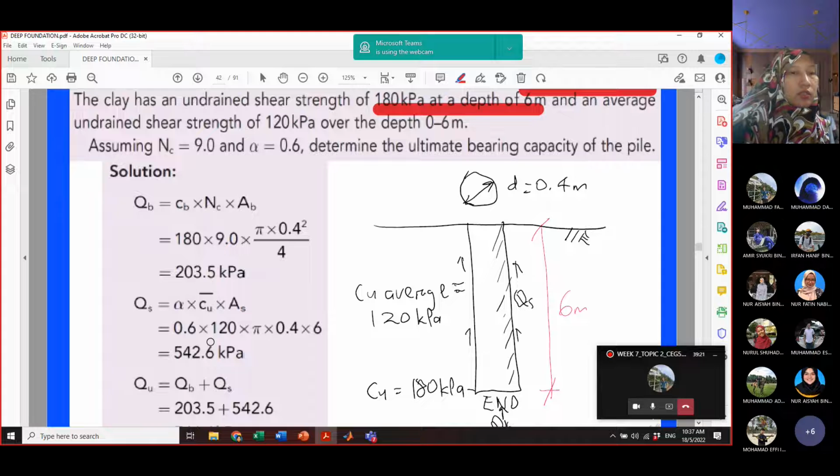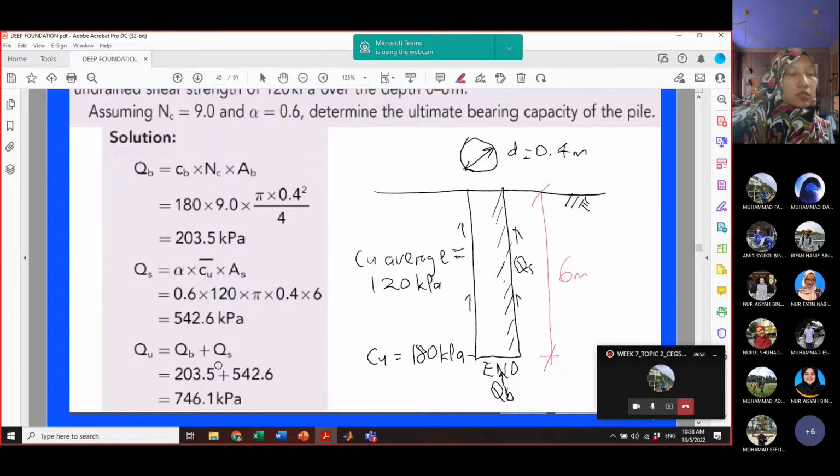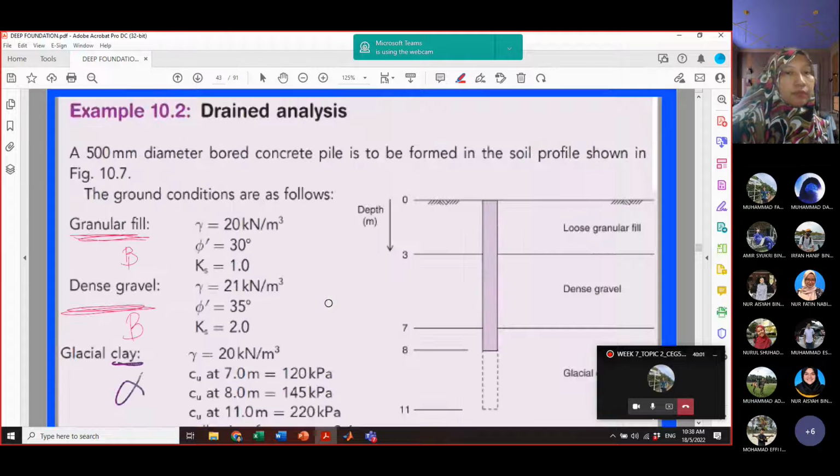And then for the skin shaft resistance QS, alpha times average CU times AS. So AS is the area of the shaft resistance, which is pi BL or pi DL. Pi times 0.4, the diameter of the pile, times the embedded length of the pile, which is 6 meters. So you will get the total QS as 542.6 kPa. And then we do the summation. So we will get 746.1 kPa for the ultimate bearing capacity of the pile.